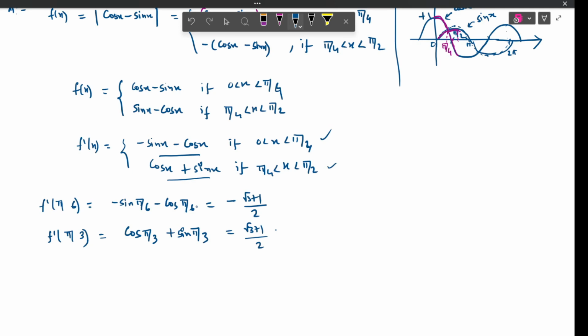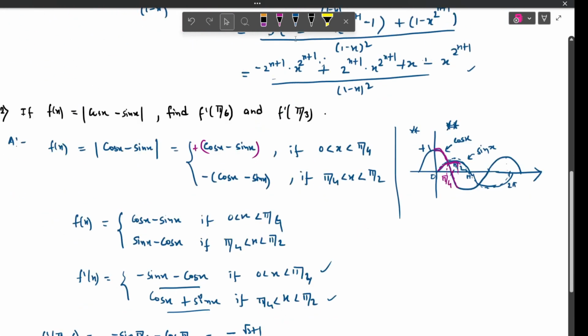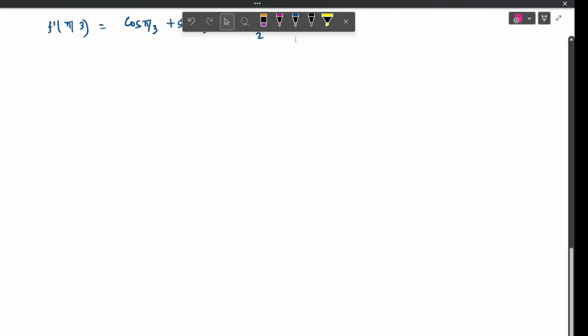Now let's start our next topic, that is differentiation of inverse trigonometric function. Okay. Now before that you have to know some of the formulas of inverse trigonometric function. Okay.